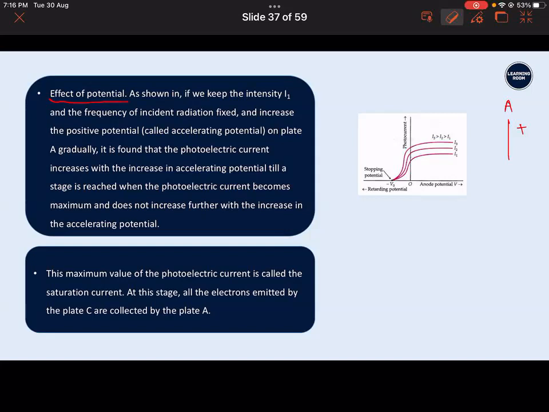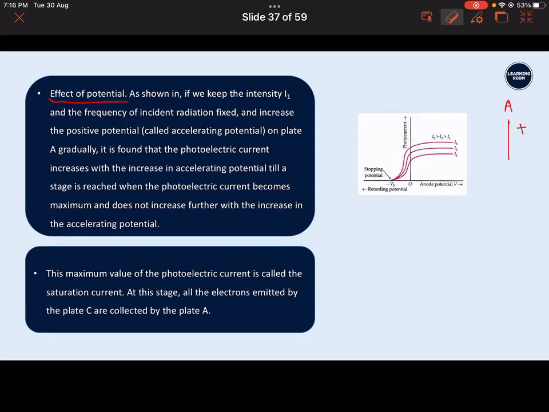Because for the amount of intensity that was falling on the emitter plate, a certain number of electrons got ejected out. But not all the electrons will have sufficient energy to reach the anode, the collector plate. So what are you doing to the collector plate? Artificially, you are making it more powerful by making it more positive, so that it can pull the weak electrons also towards itself. As a result, there is definitely going to be an increase in the value of photoelectric current.